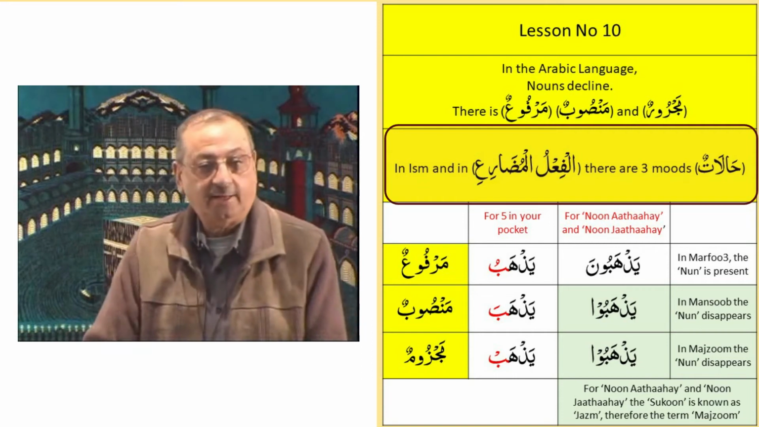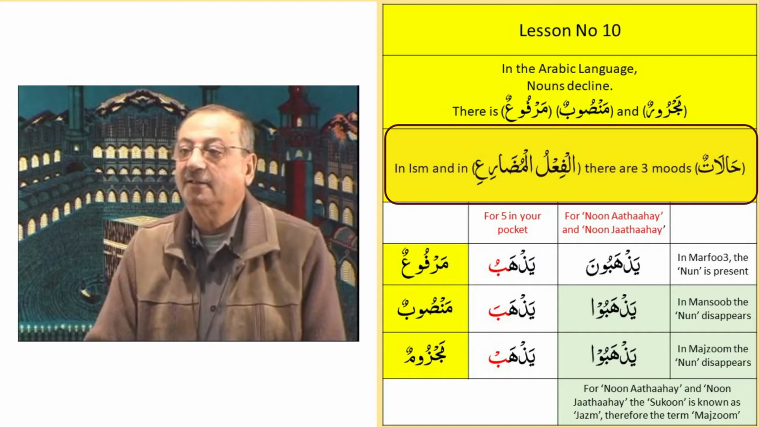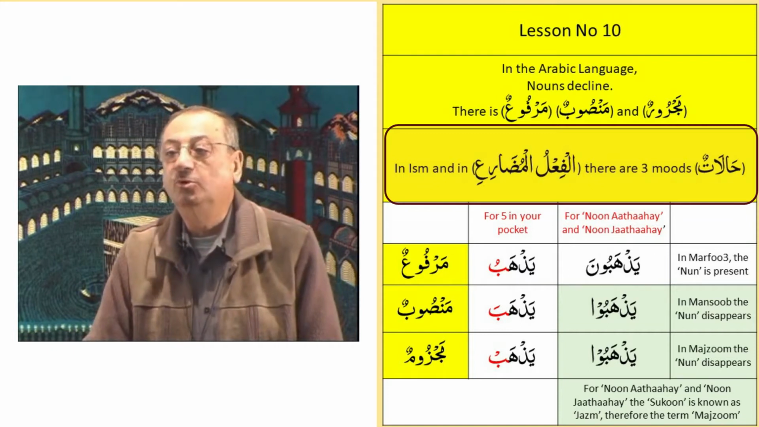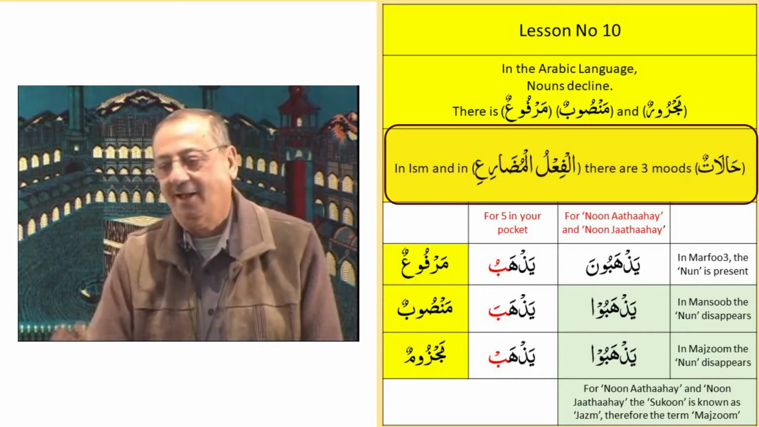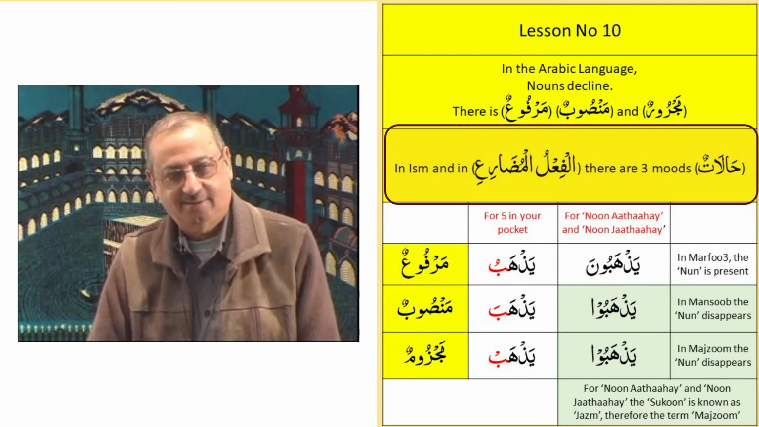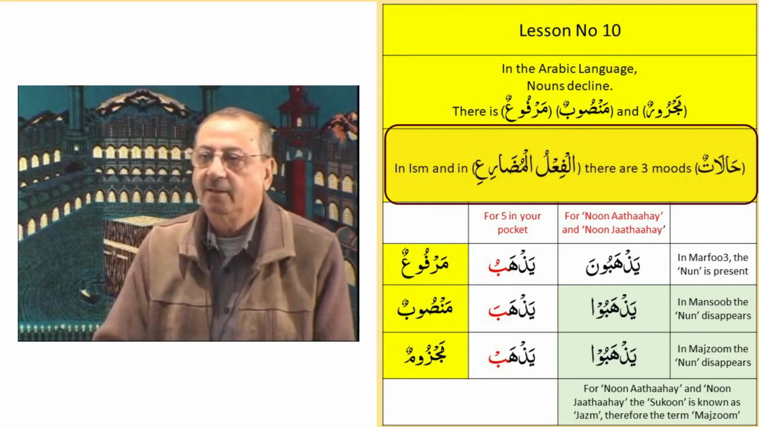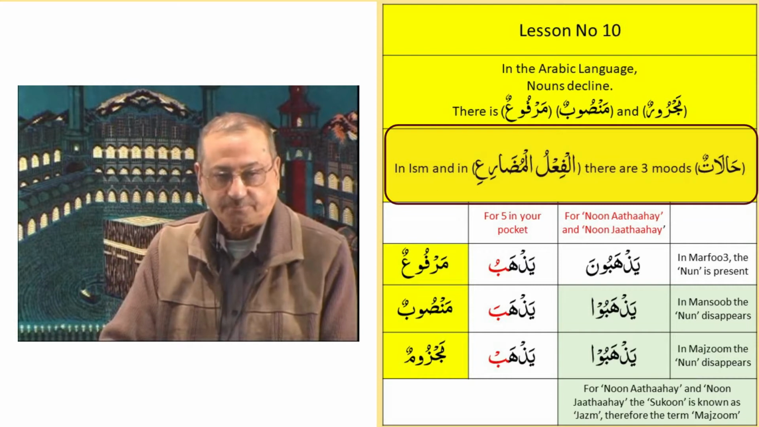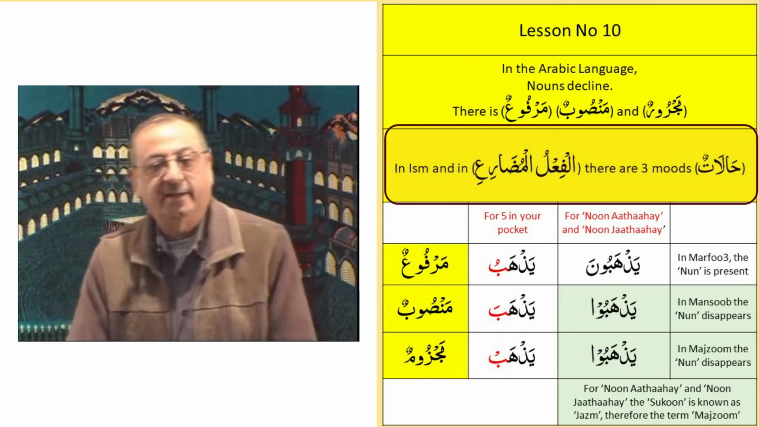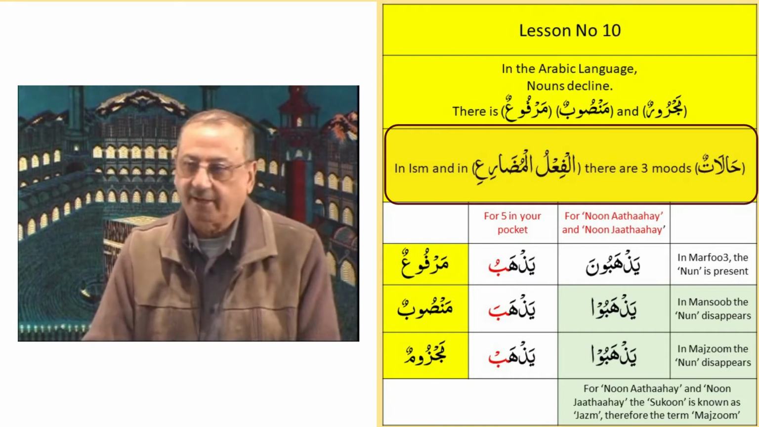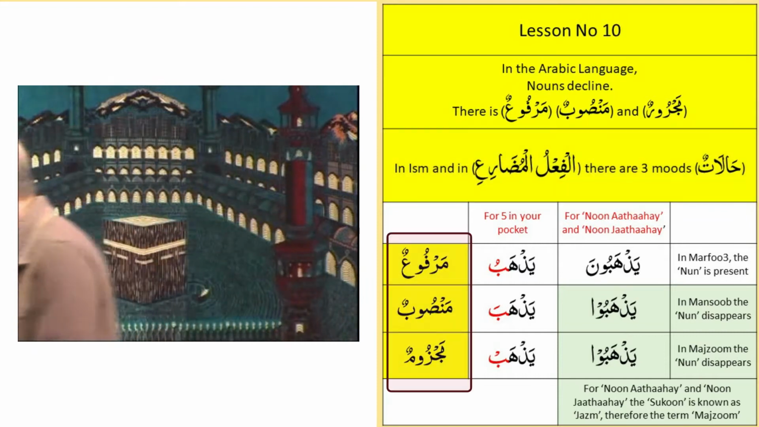In fi'l mudari'a, they say the fi'l mudari'a has three moods. What are they? Moods. In Arabic, we can say halat. Halat is the correct translation. Okay? So in ism, we have three halats. And in verb mudari'a, fi'l mudari'a, we have three halats. And what are those three halats, brothers and sisters?